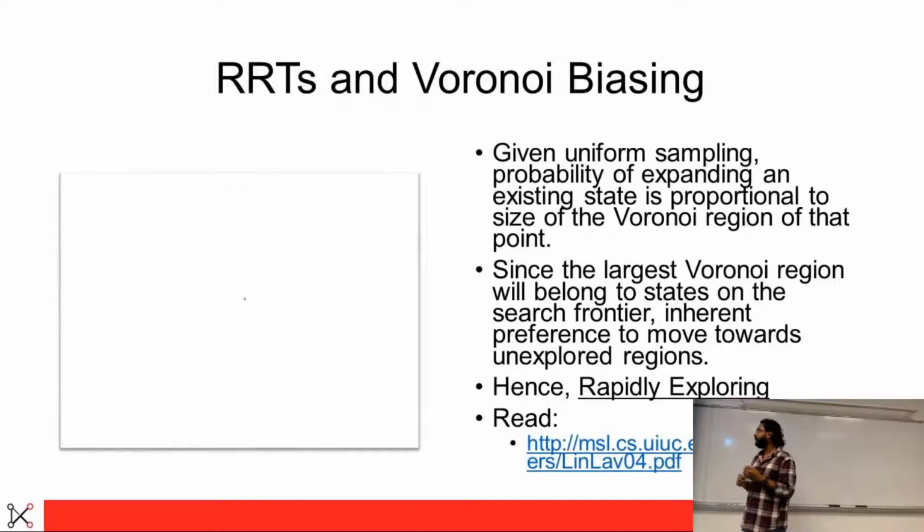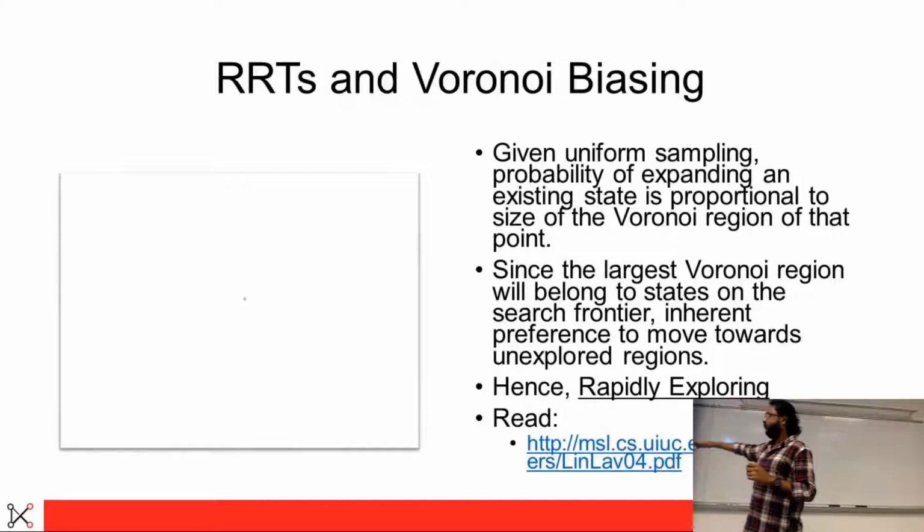If you combine these two, what happens is that there is an inbuilt preference in RRT to start expanding into newer regions, which means that I start here, I go here, again, let's say I break that up into two, and so on and so forth. We keep breaking bigger and bigger Voronoi regions into smaller and smaller regions. That is the essence of RRTs.